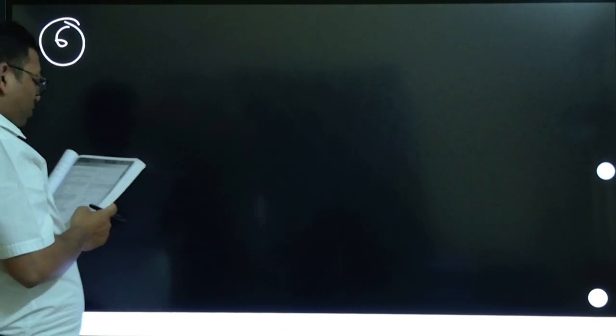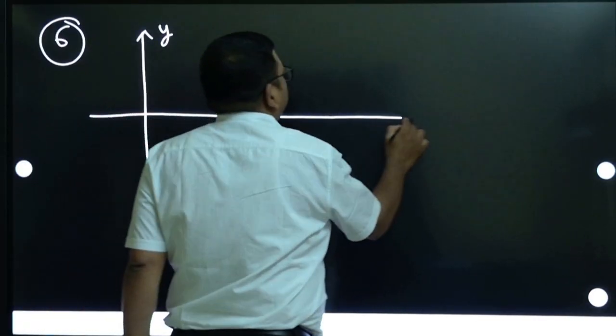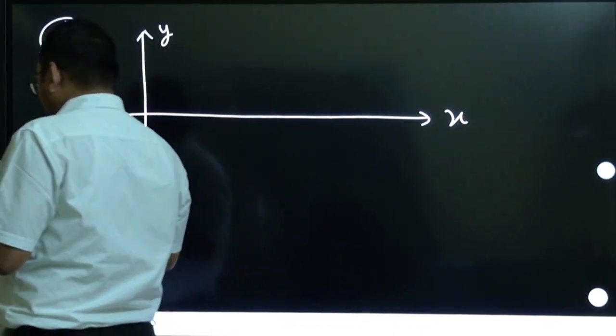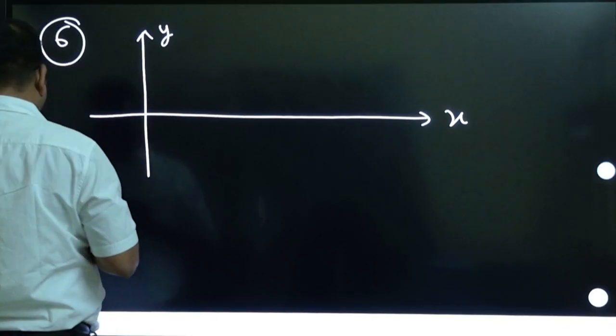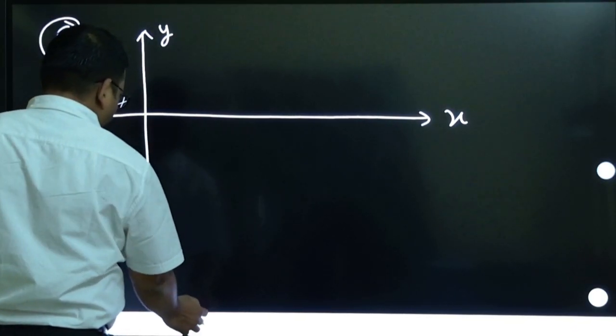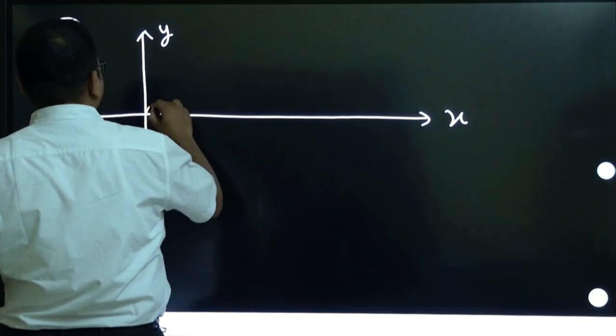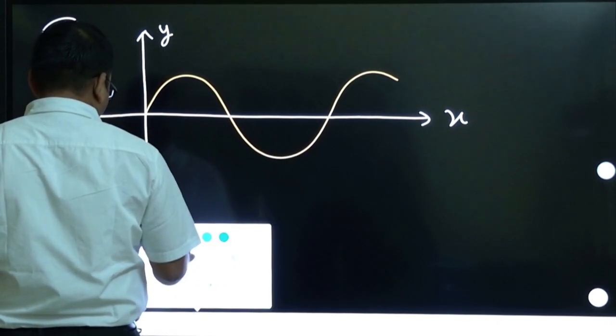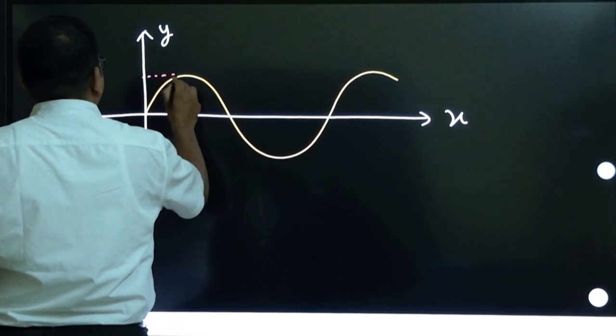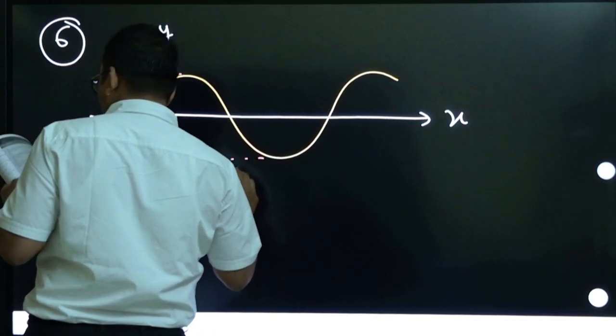For a sound wave traveling towards the positive x direction in air, the sinusoidal longitudinal displacement at a certain time is given as a function. Again, this is a displacement versus x graph, y versus x graph. The sound wave is traveling in the positive direction, and the graph is given like a sinusoidal function. They have given these values.